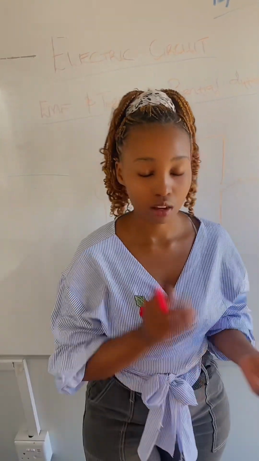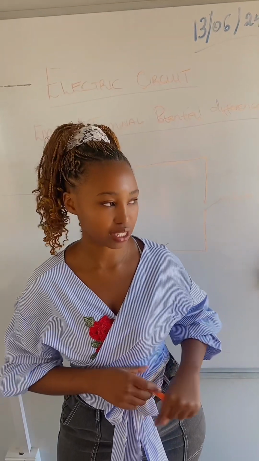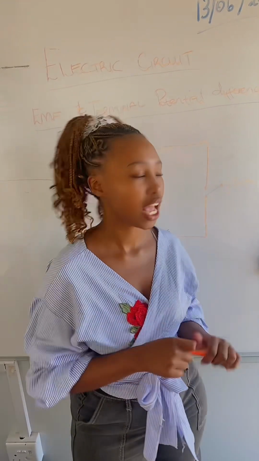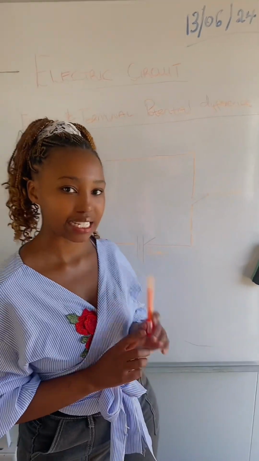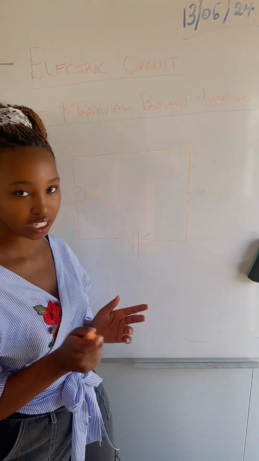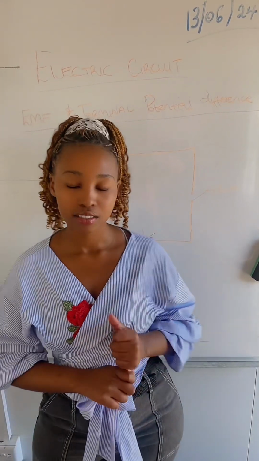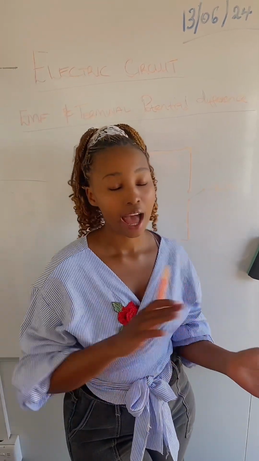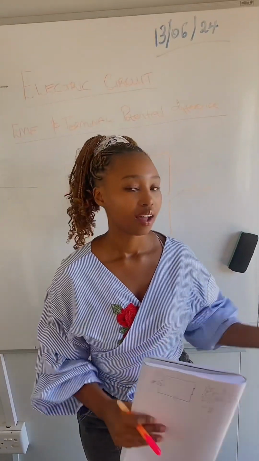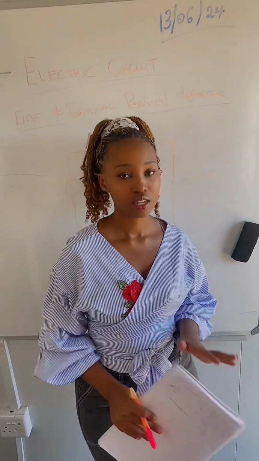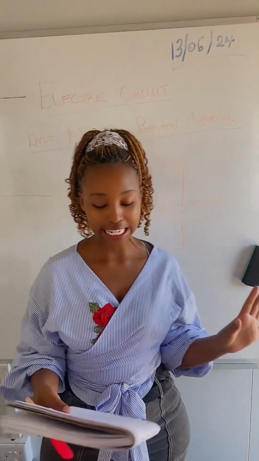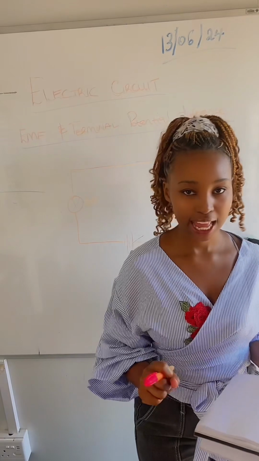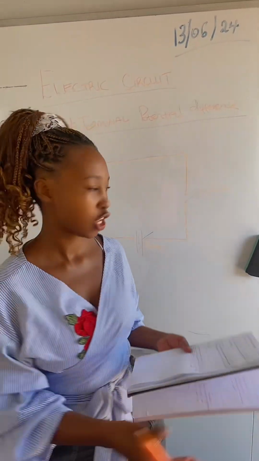So since we're going to be focusing on EMF as well as potential difference, of course there are devices that are used to measure voltage across the circuit and the current of charges that flows in our circuit. The device that is used to measure our voltage is the voltmeter, and the one used to measure our current is the ammeter. Now we are going to be talking about potential difference. Potential difference is said to be the energy transferred between 2 points per coulomb charge, and its SI unit is the volt, obviously.